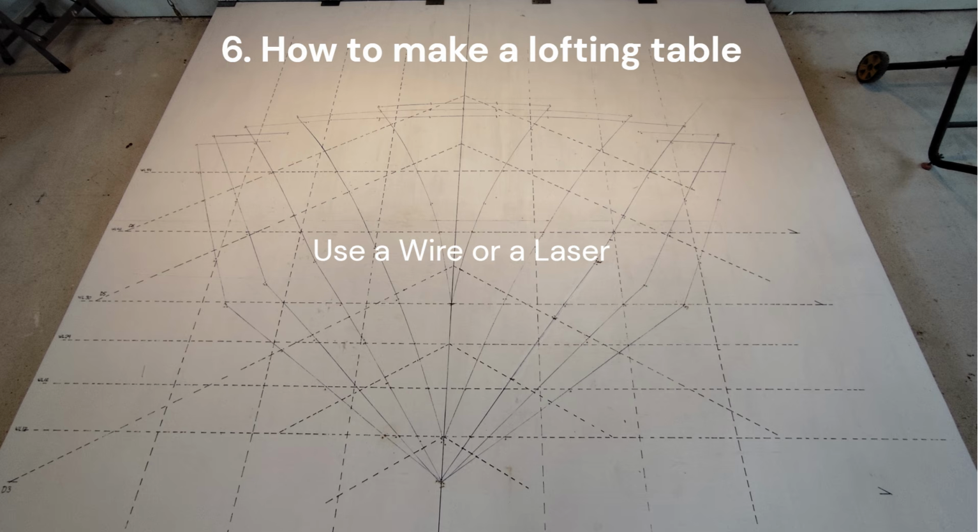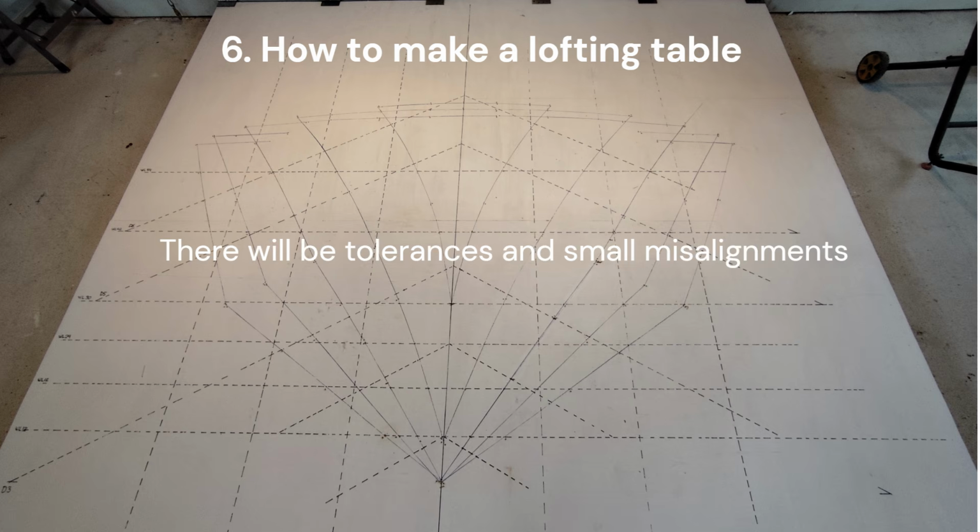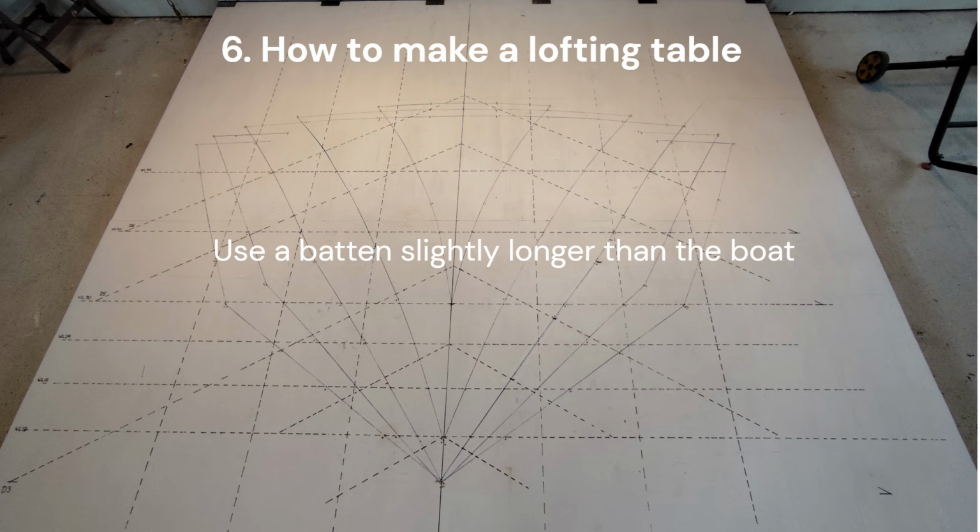If you install the stations correctly lined up as they should be, you will get the lines you can see in the profile and half-breadth views. Of course, there will be tolerances, and you will have to do something reasonable from side to side. A good tool to check the fairness of the installation is to make a long batten, slightly longer than the boat length. With this you can find some misalignment.